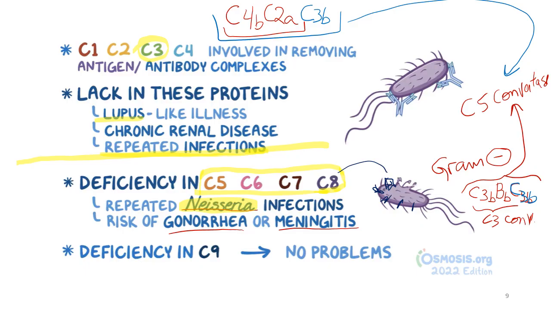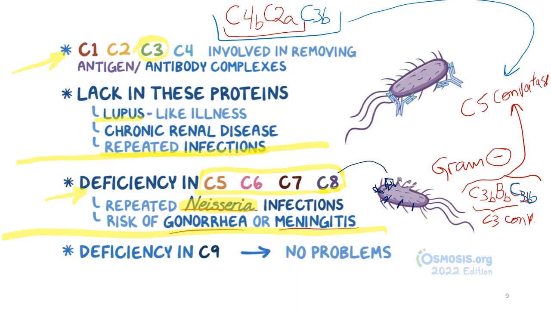Okay? Recurrent Neisseria type of infections, including recurrent meningitis, life-threatening. Okay? So you get the picture here. A problem with the higher numbers gives you recurrent Neisseria infections. A problem with the lower numbers gives you a lot more problems, of all generalized types of infections and autoimmune diseases as well. And kidney failure, kidney problems. Okay? So these guys over here.